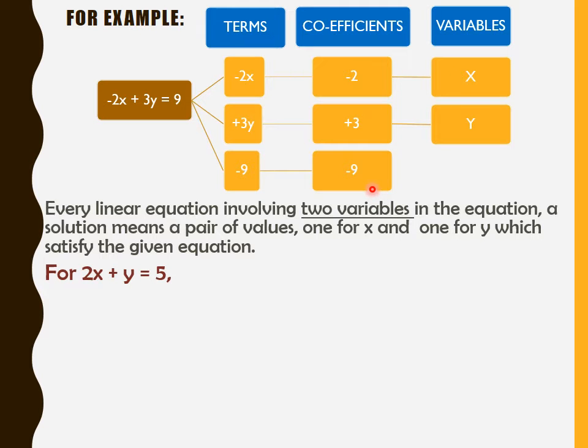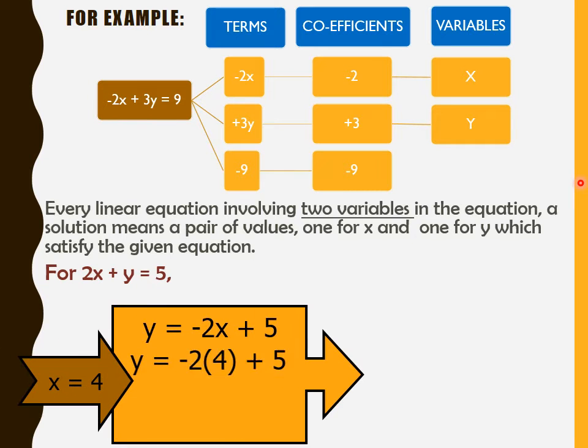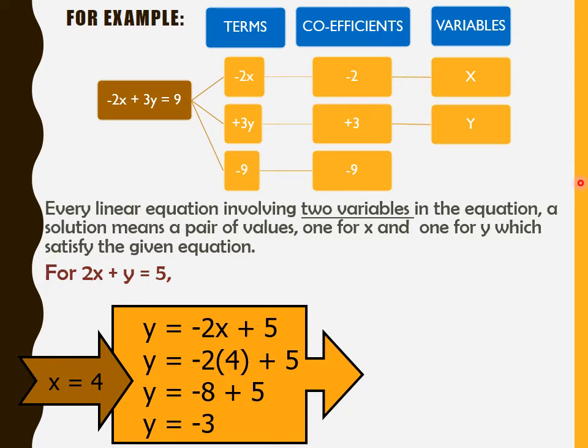For every linear equation involving two variables, a solution means a pair of values, one for x and one for y, which satisfy the given equation. For the equation 2x plus y equals 5, we can put the value of x as 4. So considering the value of x as 4, let us rearrange the given equation in terms of y. So here we can see y equals minus 2x plus 5. We have got this from this particular equation.